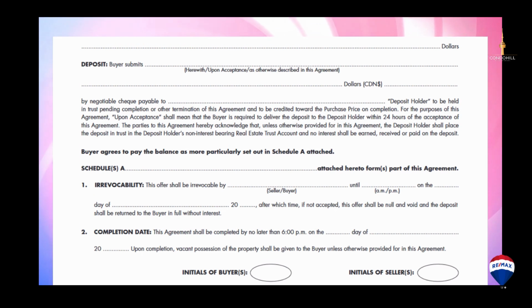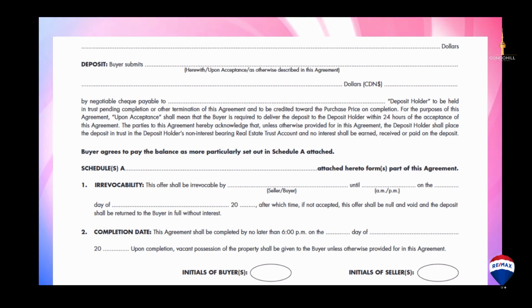What happens to the deposit if the deal doesn't close? This is where things can get more complex. If the buyer fulfills all conditions and the seller defaults, the buyer is entitled to the return of their deposit. If the buyer defaults on the agreement, the seller may be entitled to keep the deposit as liquidated damages. However, this is subject to legal interpretation and the specific wording of the agreement. It's crucial to understand the conditions in your agreement and seek legal advice if there are any disputes.